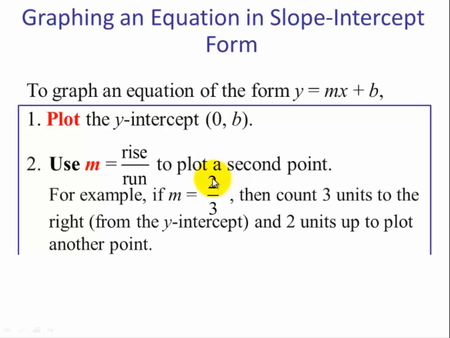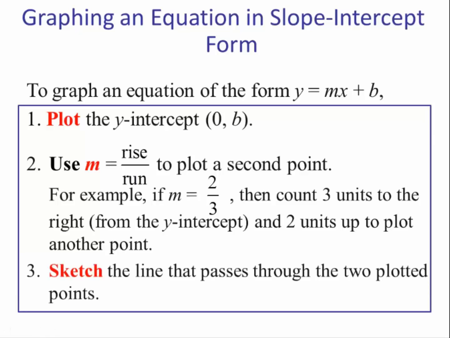Or we could go to the left 3 units, so this would be a -3, and then we would go down 2 units, because a -2 over a -3 is the same thing as a +2 over +3. And lastly, we sketch the line that passes through the 2 plotted points.